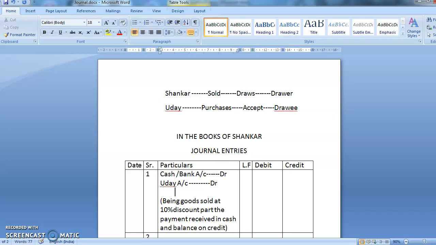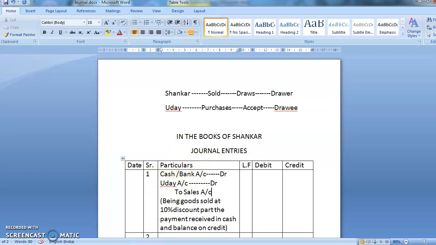And what is happening? A sale is happening. So credit what goes out. Sales means goods go out. Okay. So see, this time as there is something you receive in cash, the entry will be cash account debit, Uday account debit to sales account. Why are we writing Uday? Because something is on credit and something is in cash.